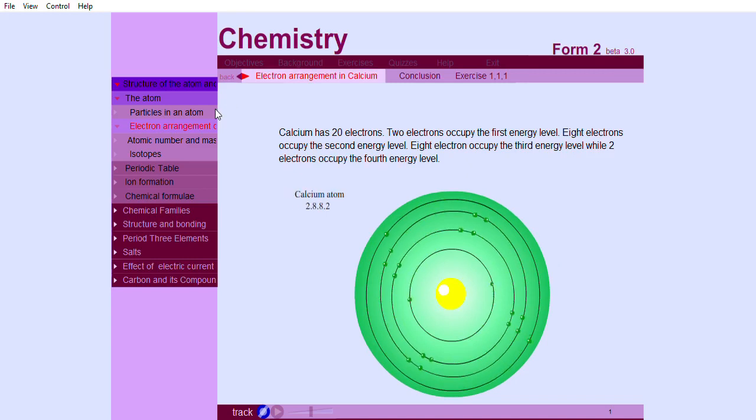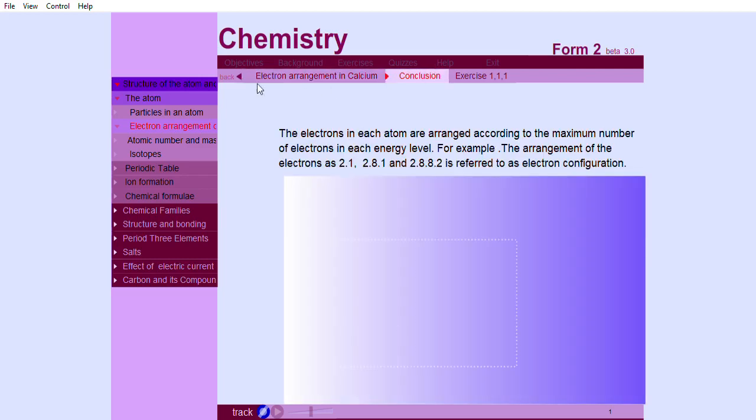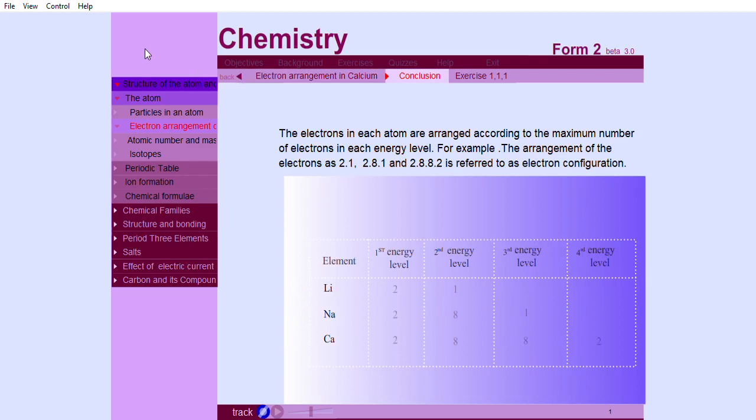Calcium has 20 electrons. 2 electrons occupy the first energy level. 8 electrons occupy the second energy level. 8 electrons occupy the third energy level, while 2 electrons occupy the fourth energy level. The electrons in each atom are arranged according to the maximum number of electrons in each energy level. For example, the arrangement of the electrons as 2, 1, 2, 8, 1 and 2, 8, 8, 2 is referred to as electronic configuration.